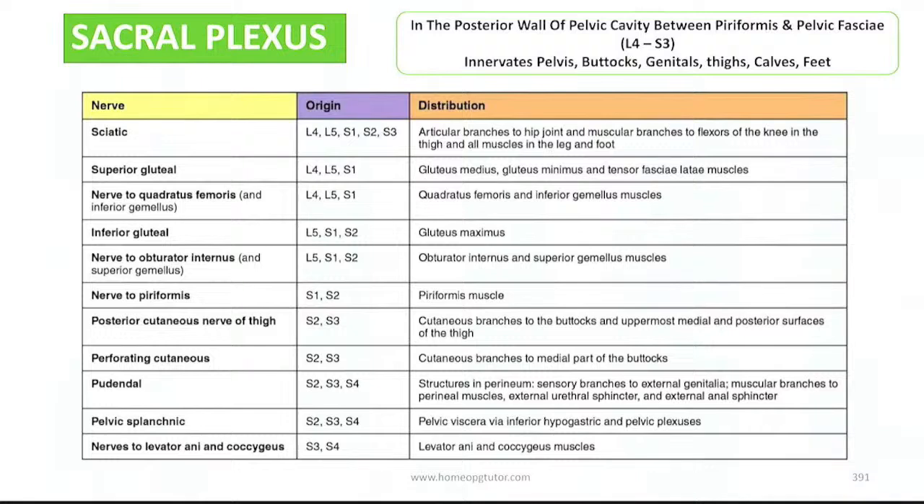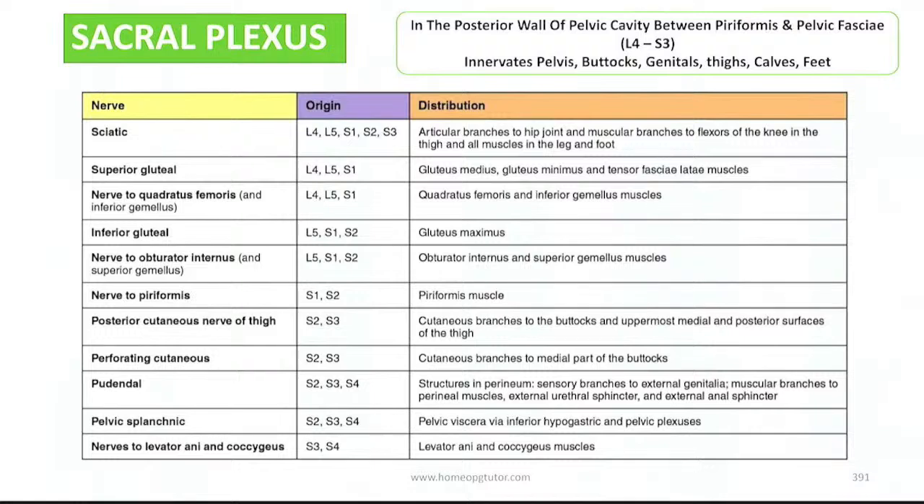Okay. Then we have the nerve to obturator internus. Remember, obturator internus is supplied by a sacral plexus nerve, not the obturator nerve. Fine. Then nerve to piriformis. Then posterior cutaneous nerve of thigh. Then perforating cutaneous, pudendal nerve, everything is via the sacral plexus. Okay, pudendal nerve. Then pelvic splanchnic nerve.